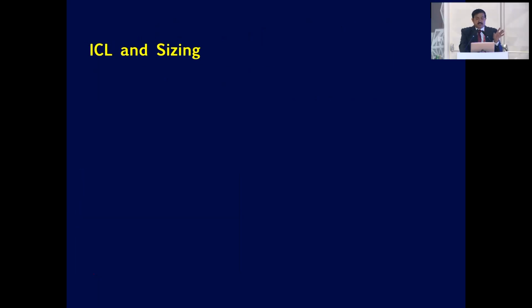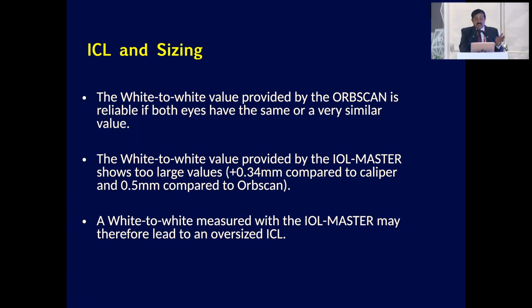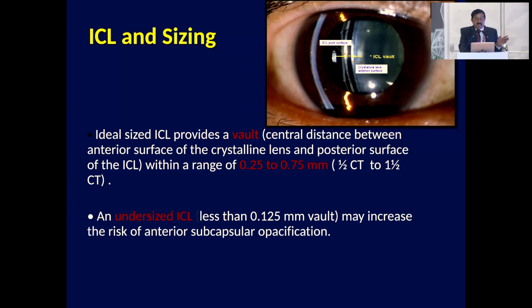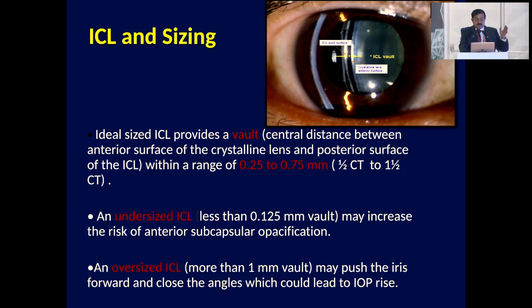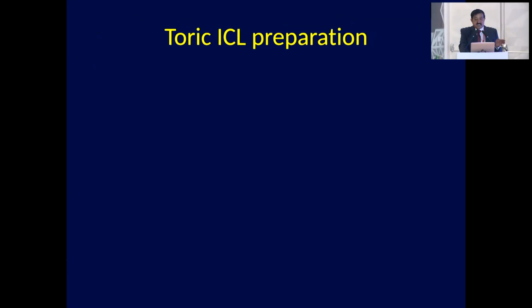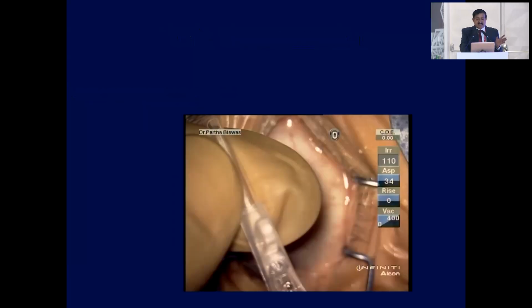The anterior chamber depth is also very important. Sizing provided by the OBSCAN is again very important, but the OBSCAN is very rare in the market today, and we have to rely on the IOL Master and the caliper readings. So we have to avoid undersizing or oversizing, and I'm coming over to the technique of placing the toric ICL. Preparation is important. You have to mark it well, and if you have a markerless system in place, that is even better.